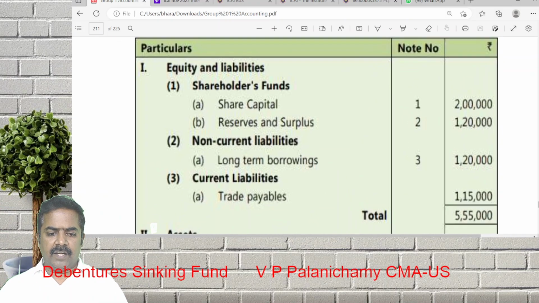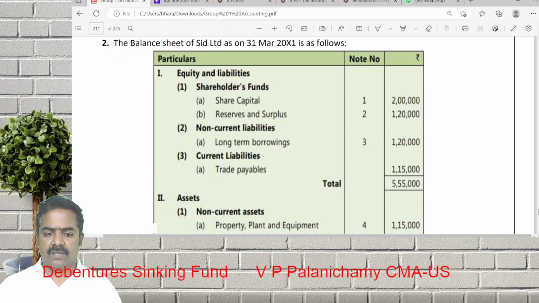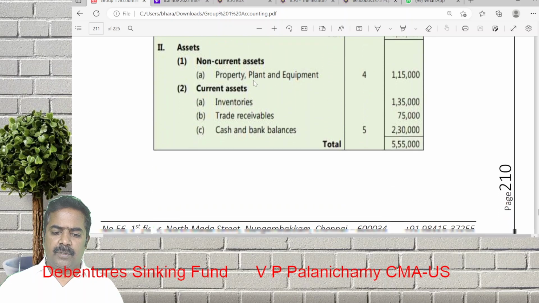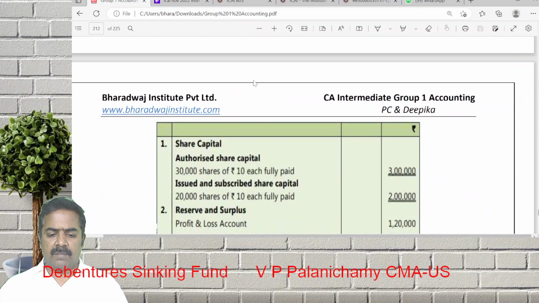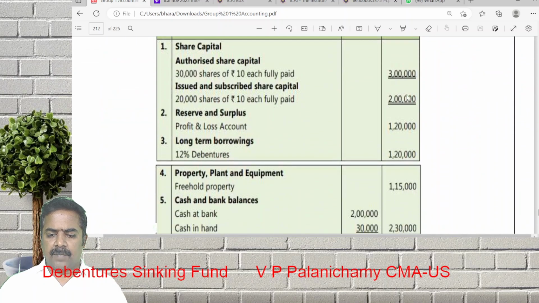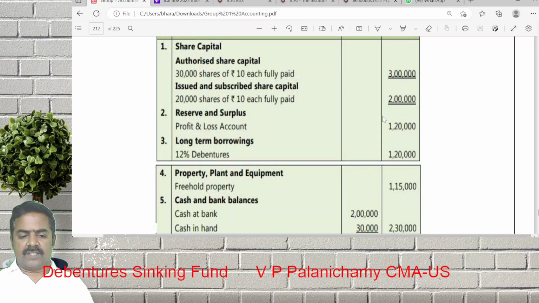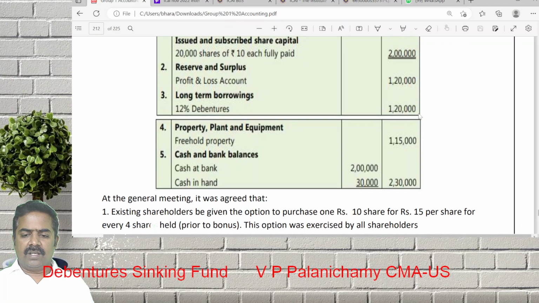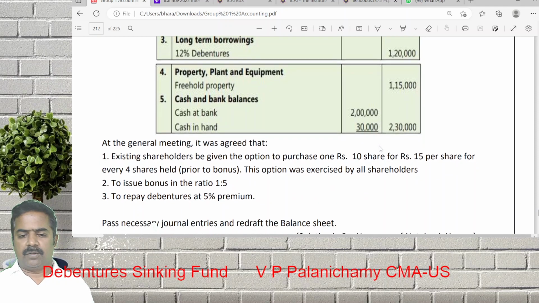Come to your material, read question number 2. Balance sheet of Siddh Limited on 31st March 2001 is given to us. We are given shareholders funds, share capital, reserves, long-term borrowing, payables, PPE, inventories, trade receivable, cash and bank balance. Details of share capital is given to us. Issued and subscribed capital, look, 2 lakhs is there. Reserves and surplus 1,20,000 P&L account. Debentures are 1,20,000. Freehold property, cash in hand, cash at bank are given.